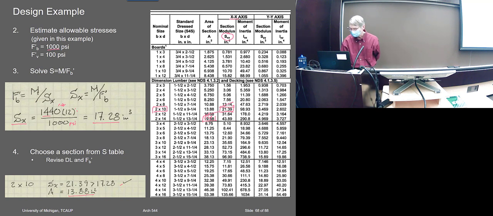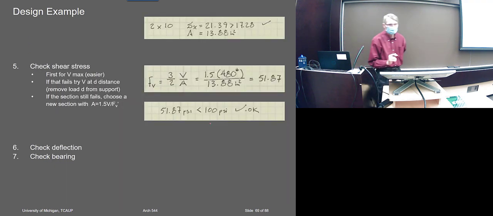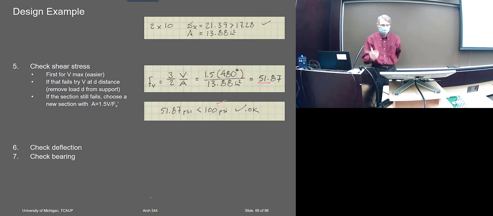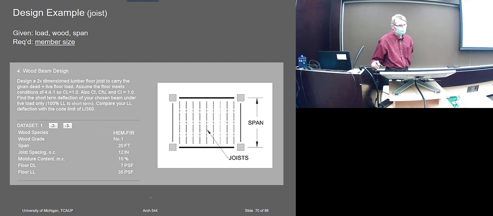And we use that then to calculate the shear, right? V over A. So if I take my end reaction, which was 480, and calculate the stress based on the end reaction, it passes. It's less than 100, so that's okay. So you could still check the bearing, I guess, and deflection, but that would be a simple design example.